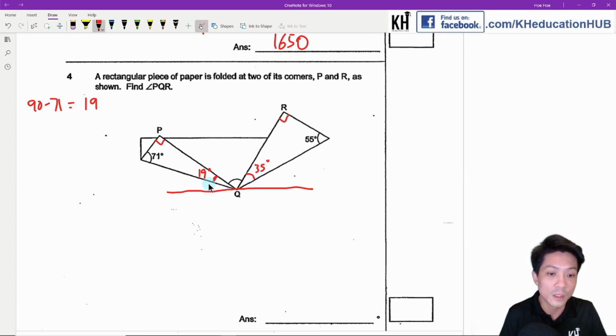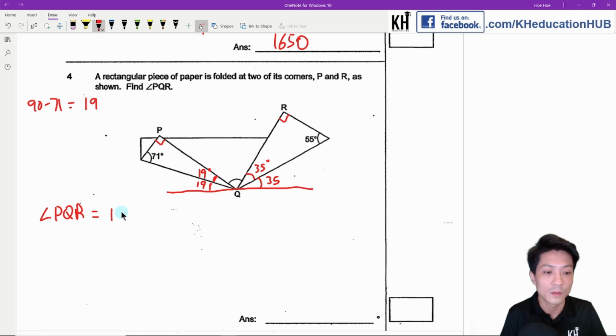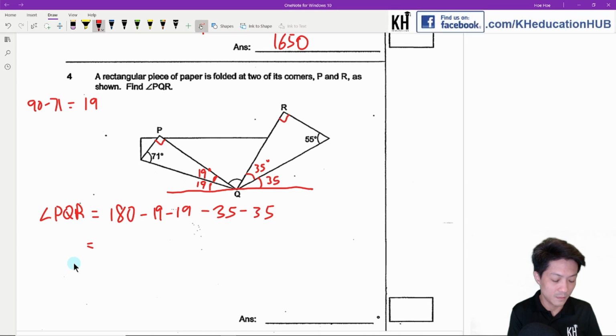Okay, so you need to realize that this angle here is also equal to 19, and this angle here is also equal to 35. So to find angle PQR, we just need to use 180 minus 19, minus 19, minus 35, and minus 35, which will give you 72 degrees.